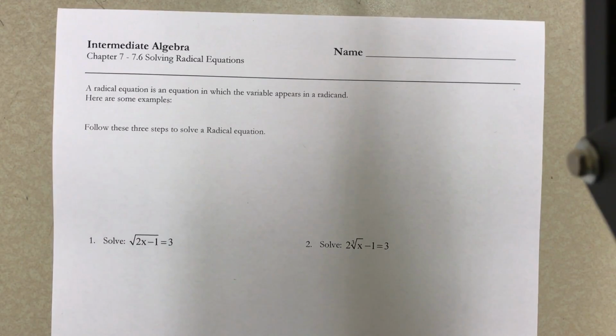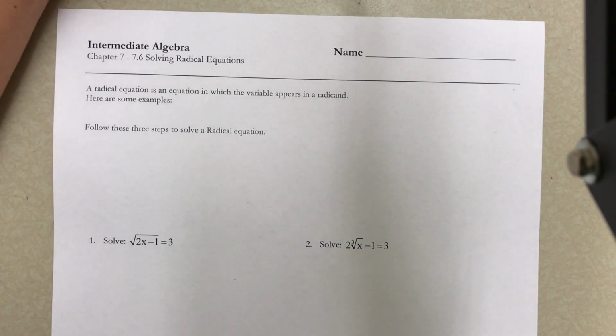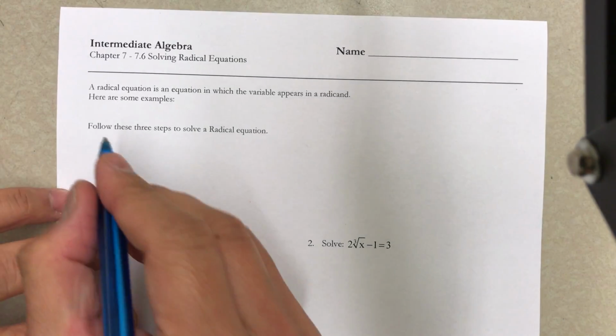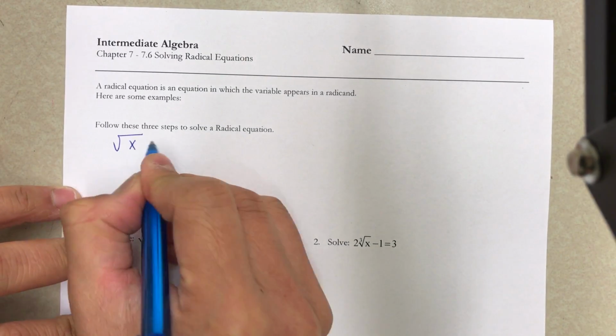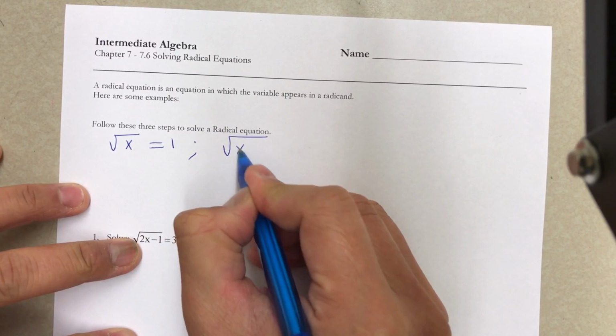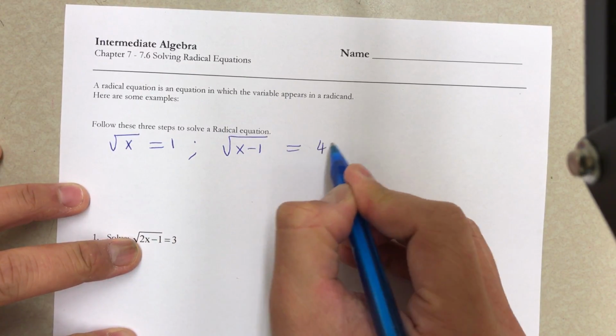Okay, in this section we discuss solving radical equations. What is a radical equation? A radical equation is an equation that contains at least one or more radicals. Let me give you an example of a few radical equations. That's the simplest one. You can also have something like this.